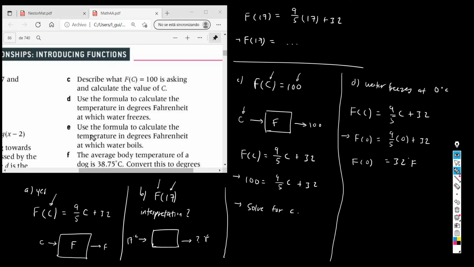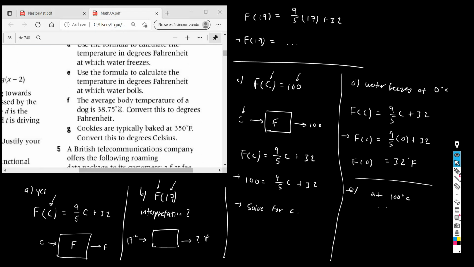Done. E: use the formula to calculate the temperature in degrees Fahrenheit at which water boils. Pretty much the same as D, but now water boils at 100 degrees Celsius. I'm not gonna do the rest, it's on you. F: the average body temperature of a dog is this many Celsius degrees. Convert these degrees to Fahrenheit.